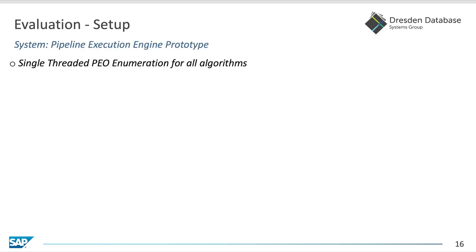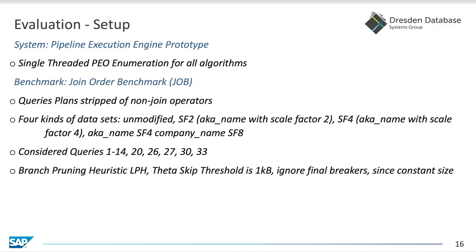Now to our evaluation. Our system is the pipeline execution engine prototype, which was created as a finalist for Sigmod 2018, and it relies on single-threaded PEO enumeration for all algorithms. The benchmark is the join order benchmark.